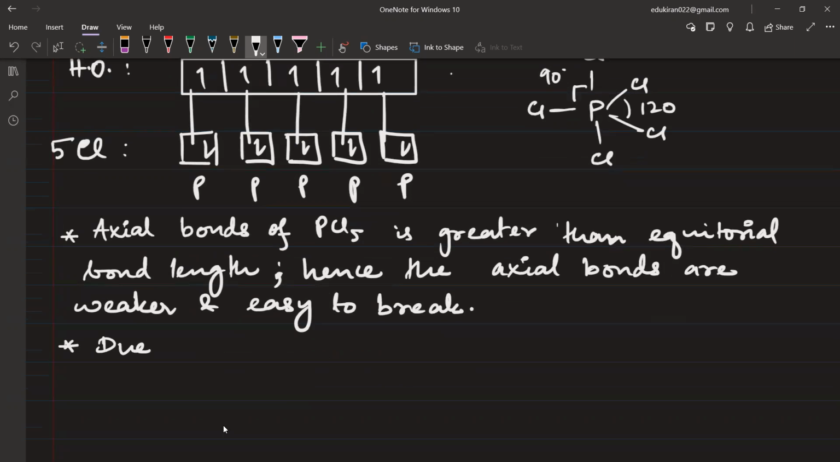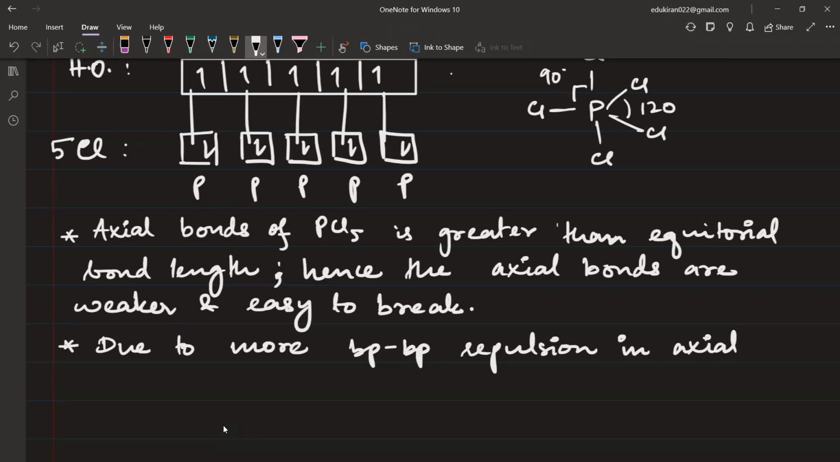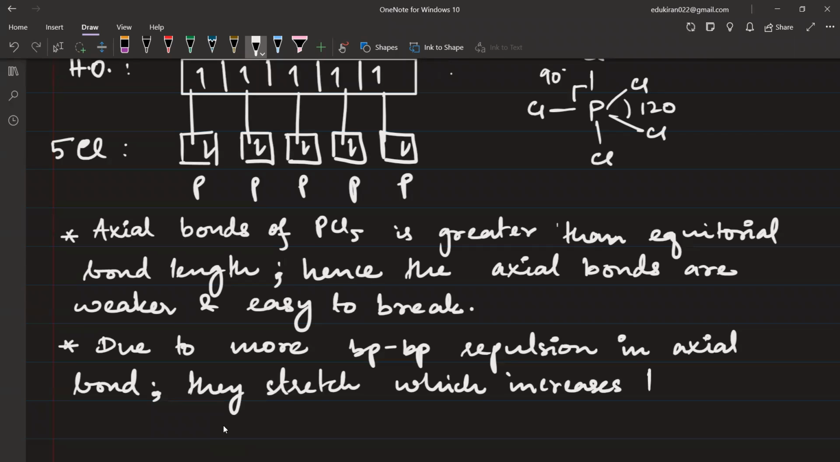Right, next. Due to more bond pair repulsion in axial bonds, they stretch, which increases the bond length of axial bonds.